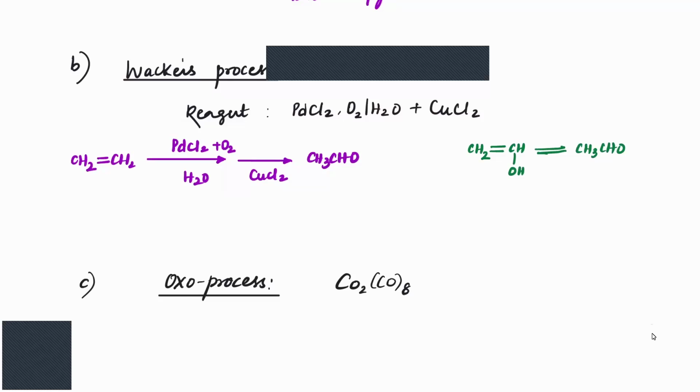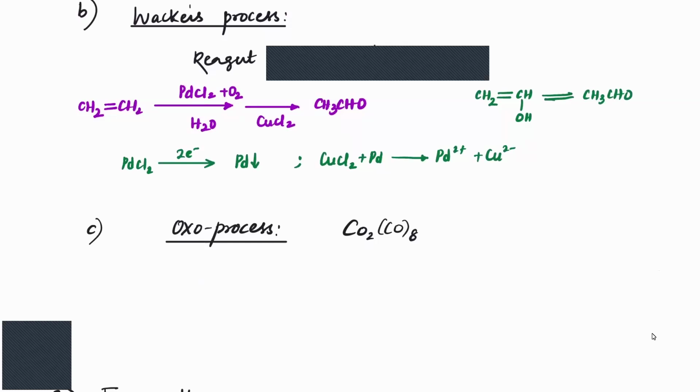During the reaction, PdCl2 will take up the electrons released and convert into Pd. Correct? And again, CuCl2, when you treat that with Pd, will get oxidized, and copper will get reduced. So this is how the overall reaction will take place. Again, PdCl2 will be reacting back with alkenes. This is Wacker's process.